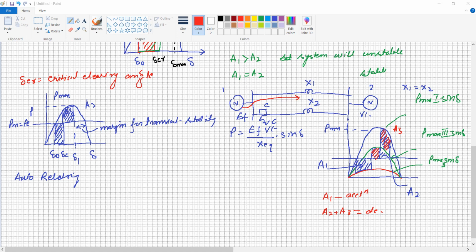So this is some basic review of our system transient stability. Now this review we are going to apply for the shunt compensation. Thank you.